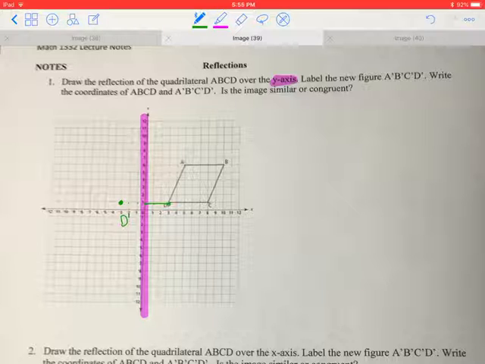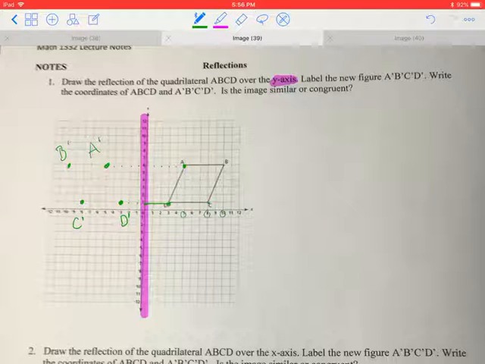I can do the same thing with C. Notice it's 8 units away. So if I go 8 units this way, then I have to go 8 units on the other side, and that would give me C prime. All right, so let's come up here to A. I can see that it is 5 units away from the y-axis, so I would count 5 to the line and then count 1, 2, 3, 4, 5 to the other side. And that is going to be my new A. Then B is 10 away, so if I go 10 on the other side, that should land right here.